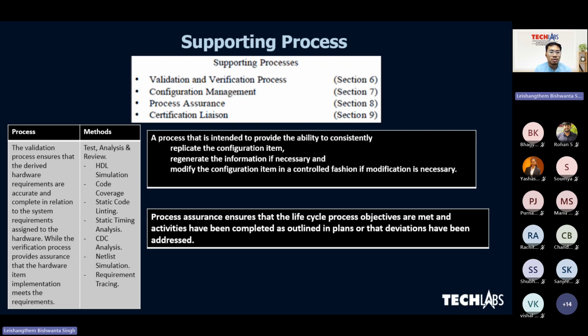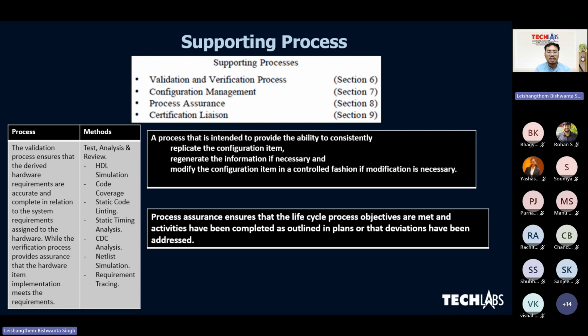The validation process ensures that the derived hardware requirements are accurate and complete in relation to the system requirements assigned to the hardware. So this is more of a validation where the requirement is properly derived. The verification process, on the other hand, provides assurance that the hardware item implementation meets the requirements. So validation and verification go hand in hand. You first validate, and then you also show the verification.